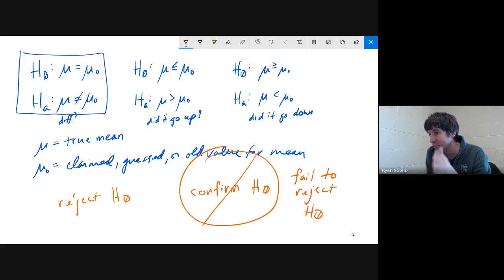These are your two options. You're not saying that it is true. You're just saying whether or not you have enough evidence to reject it, or if you do not yet have enough evidence to reject it. That doesn't make it true. It just means it survived this test. Does that make sense? Are we good with that?